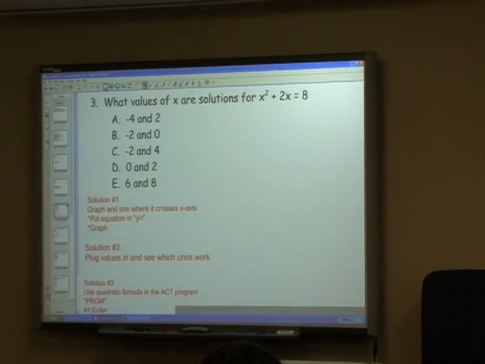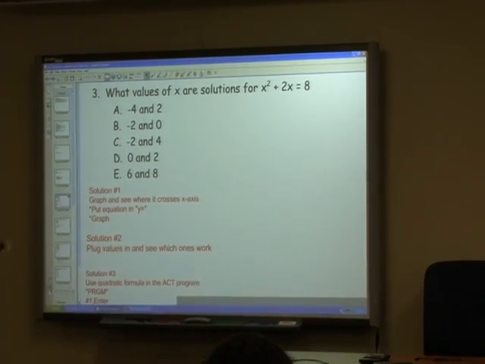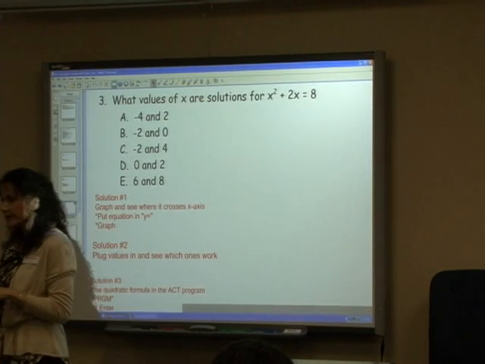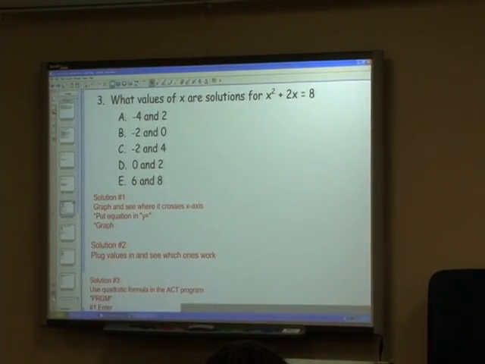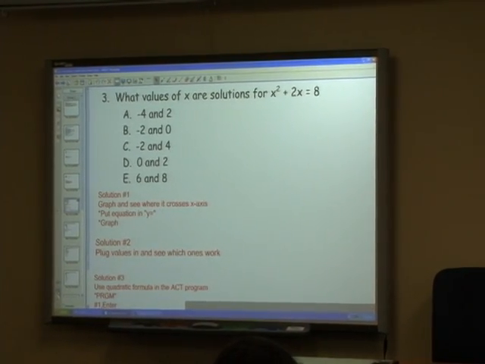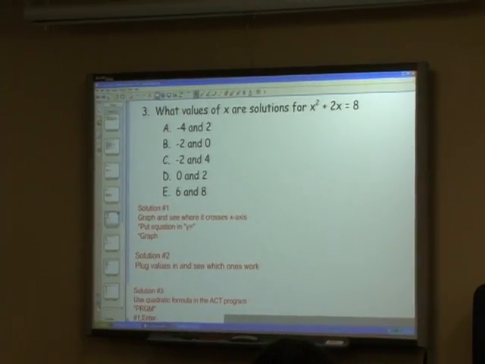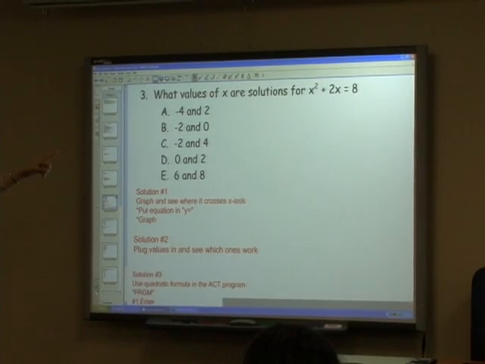Here's one way to do it on your calculator. I can graph this, see where it crosses the x-axis. All right, that's going to be my solution. Here's the trick when you graph it. It has to be set equal to 0. This isn't set equal to 0. How can I make this equal to 0?